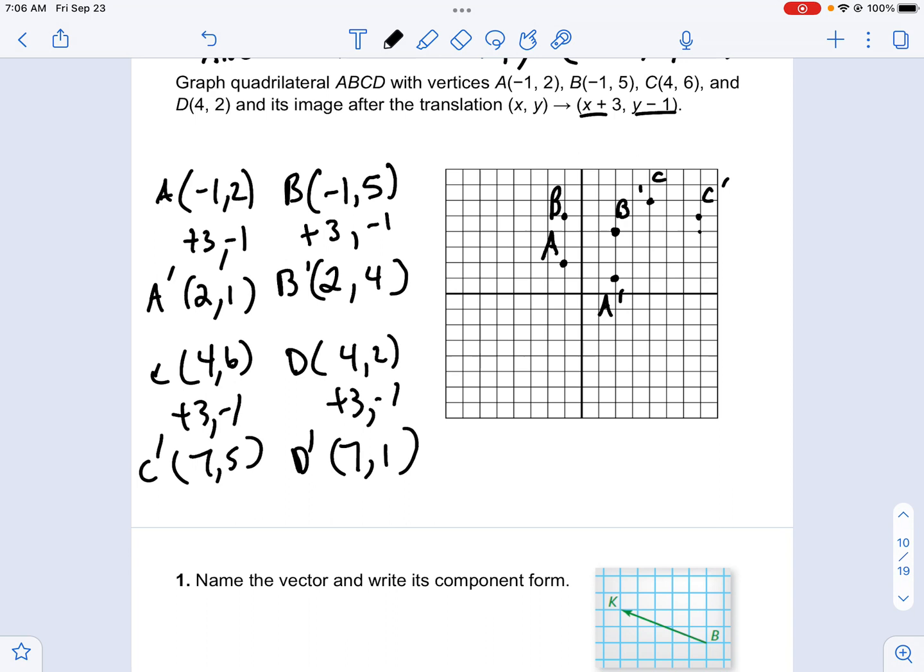1, 2, 3, 4, 1, 2. D. And 1, 2, 3, 4, 5, 6, 7, 1, D prime. Now we just connect our primes. A to B, B to C, C to D, A to D. And there we go.